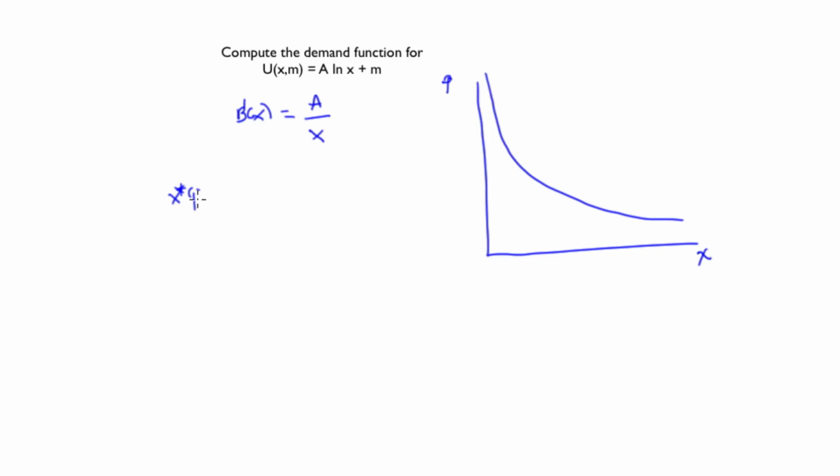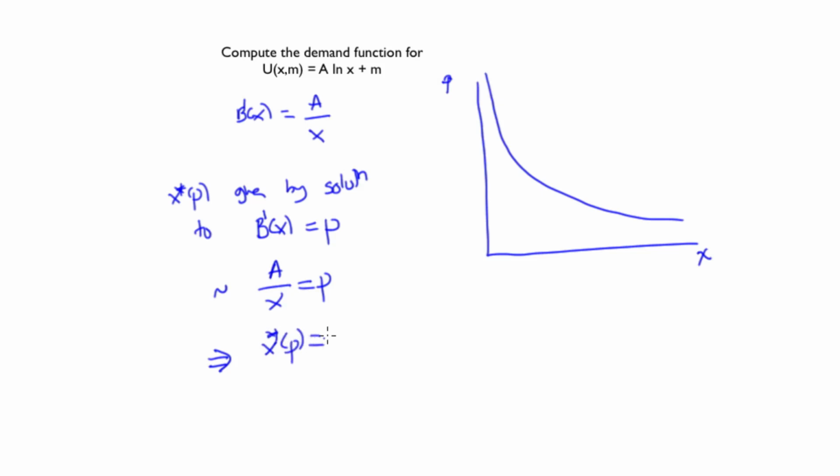and we know that X star of P is going to be given by the solution to B prime of X equals P. But this is just equivalent to A over X equals P, which implies, just by flipping here and there, that X star of P is equal to A divided by P.